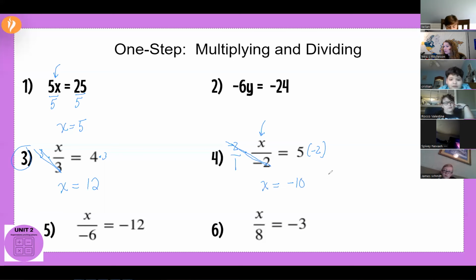And then make sure you check your answers. Is it true? Does -10 divided by -2 equal +5? A negative divided by a negative is a positive. So we know our answer's right. If you will check yourselves, you'll get it right.